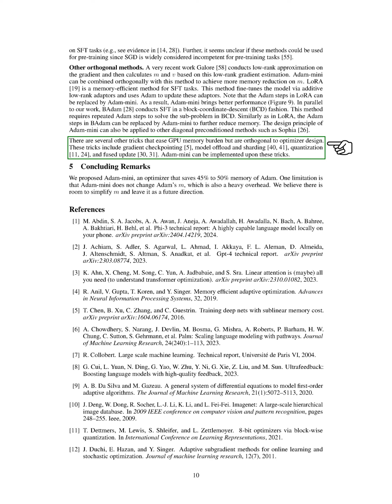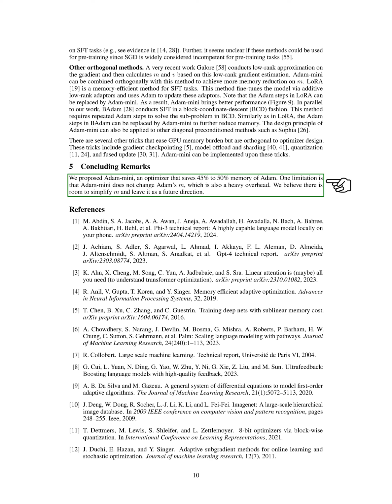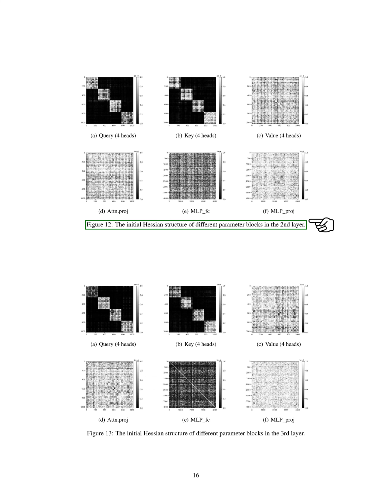Section. Concluding remarks. In this section, we introduced Adam Mini, a more memory-efficient optimizer compared to Adam, saving around 45% to 50% of memory. One drawback is that Adam Mini does not address Adam's heavy overhead. We think there is potential to simplify this overhead in the future.